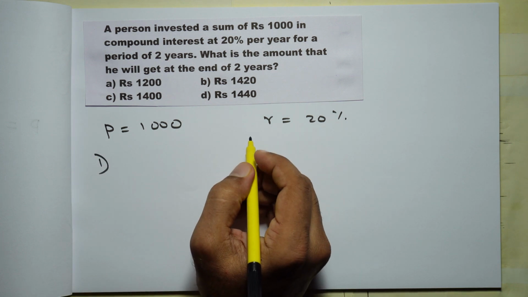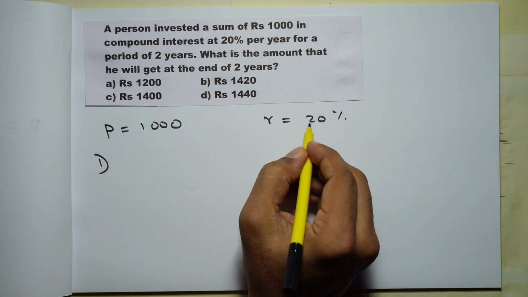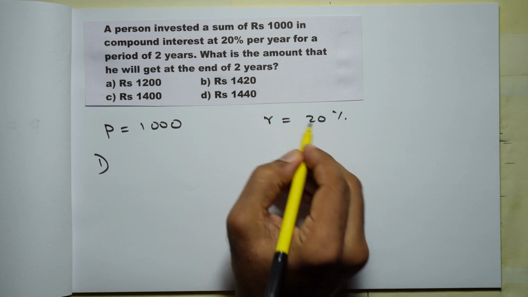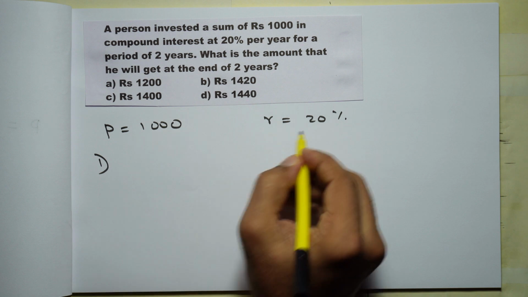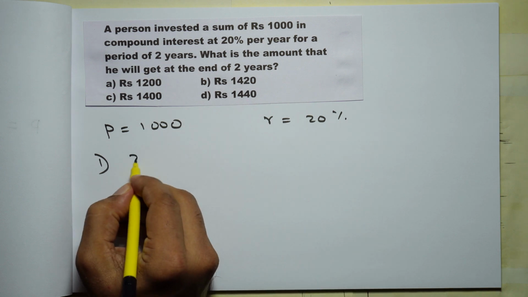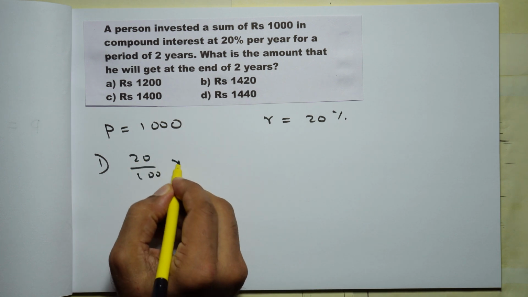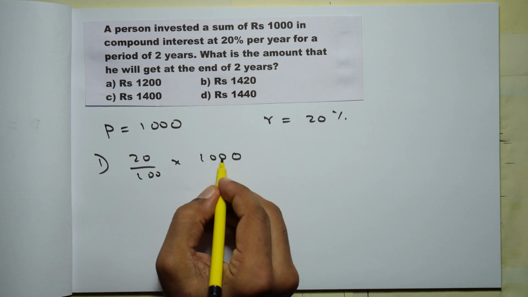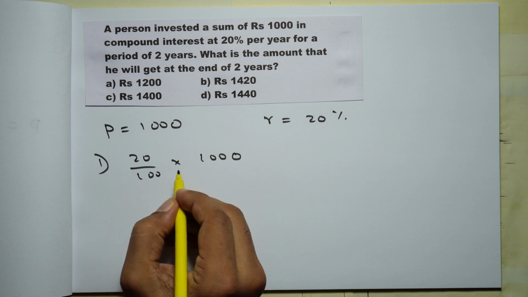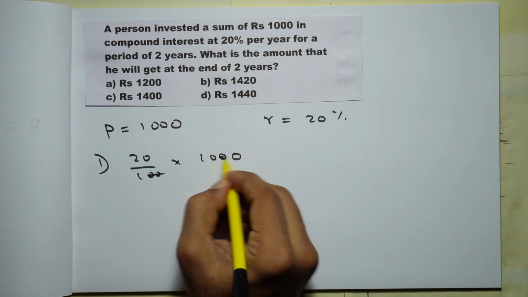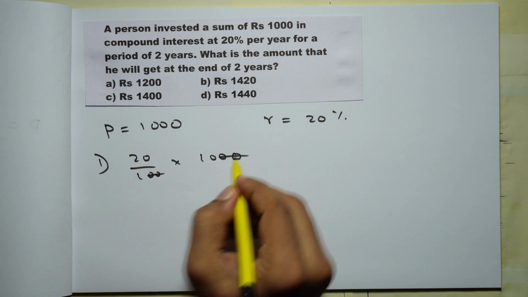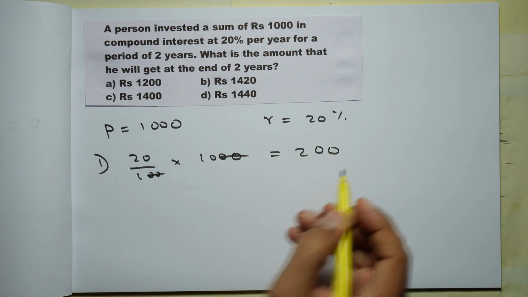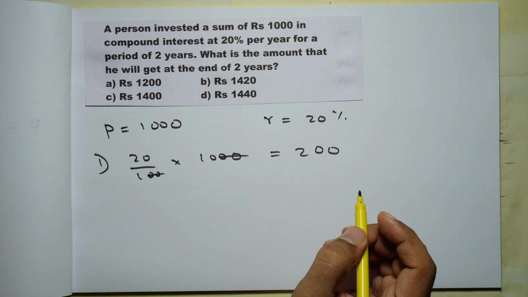That is for the first year. Now in compound interest for the first year, the interest will be R% of principal. Rate of interest is 20%. So you will get 20% of the principal, that is 1000. So this will be the first year's compound interest. We'll just calculate this. I'll just cancel out the zeros. So 20 into 10 gives you 200. That will be first year's compound interest.